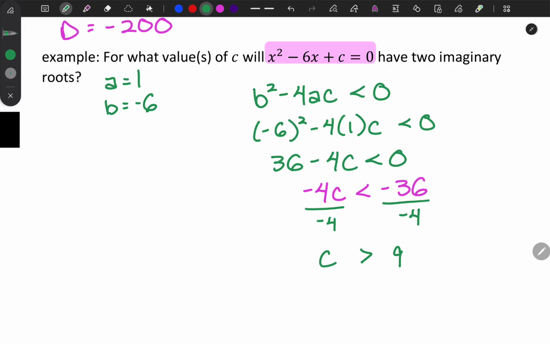So when we're asked what values of c will give us two imaginary roots, anything where c is greater than 9 will make our original discriminant less than 0. So our solution is c is greater than 9. All of those values of c result in two imaginary roots. This is where I like to usually write a little reminder when dealing with inequalities.